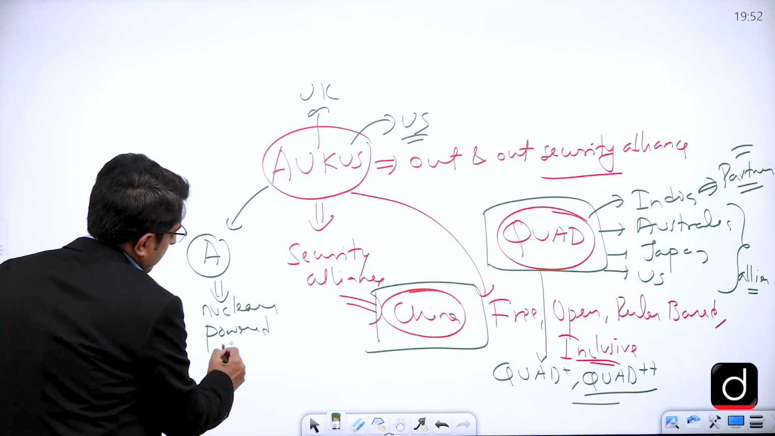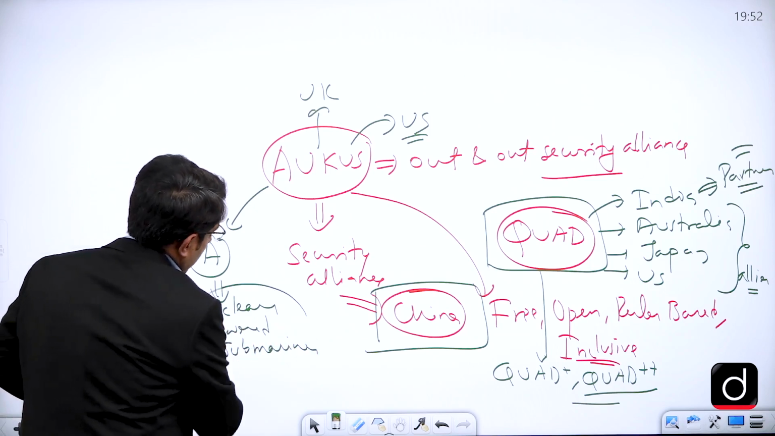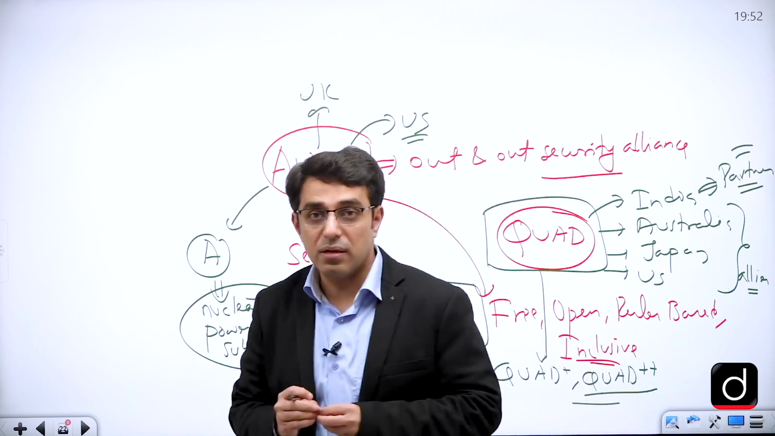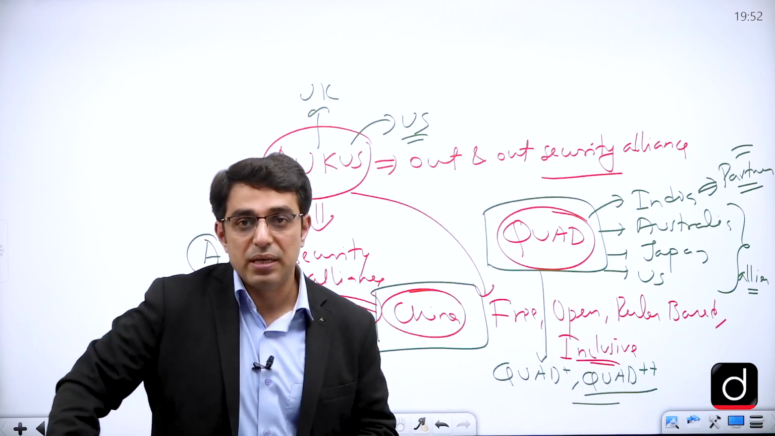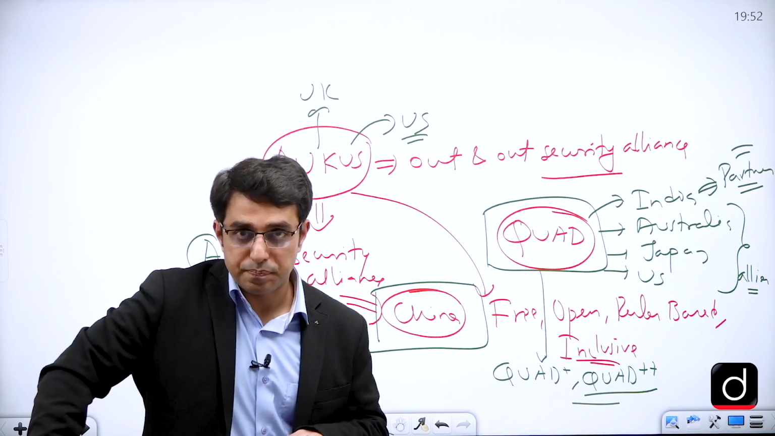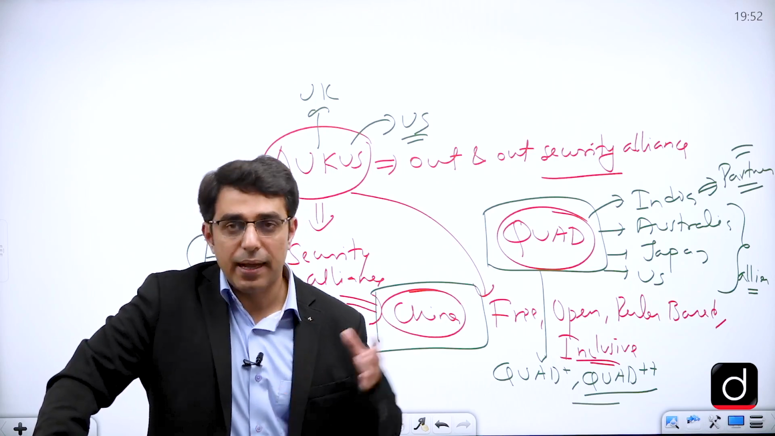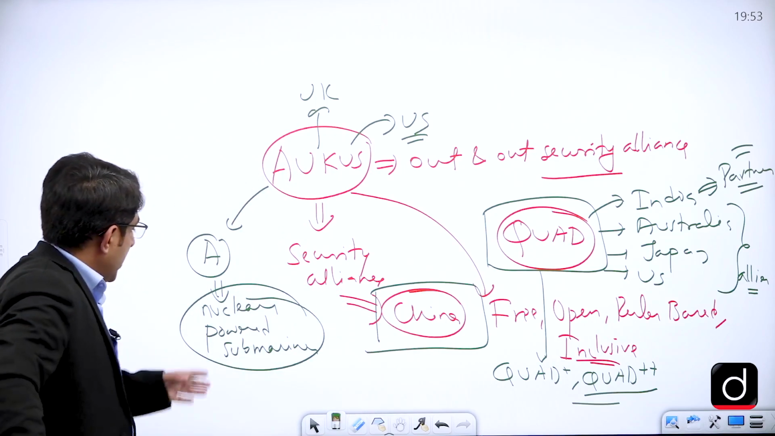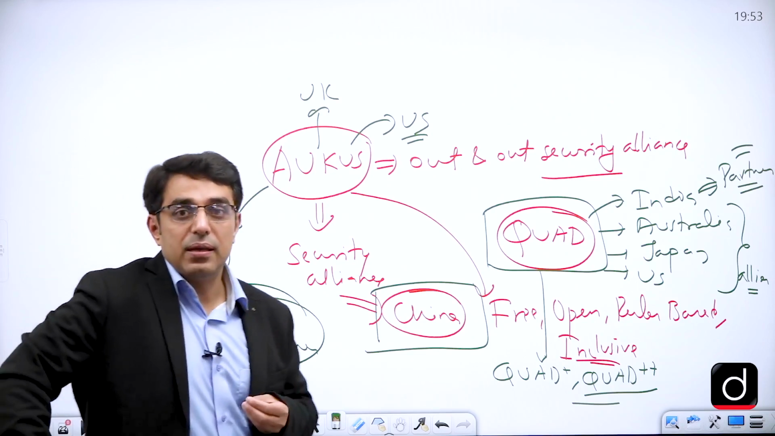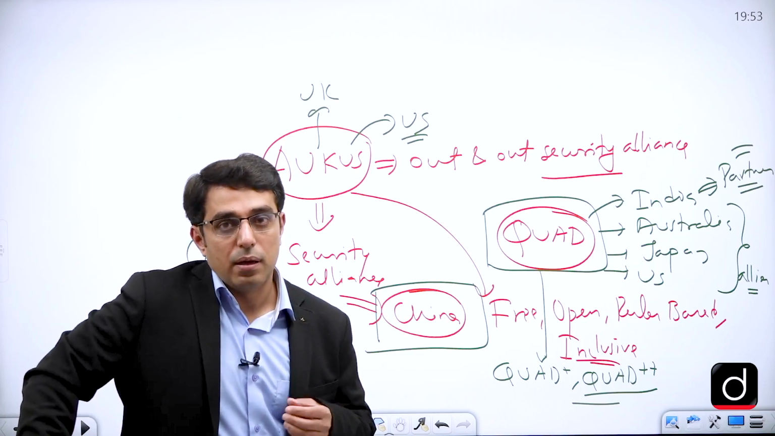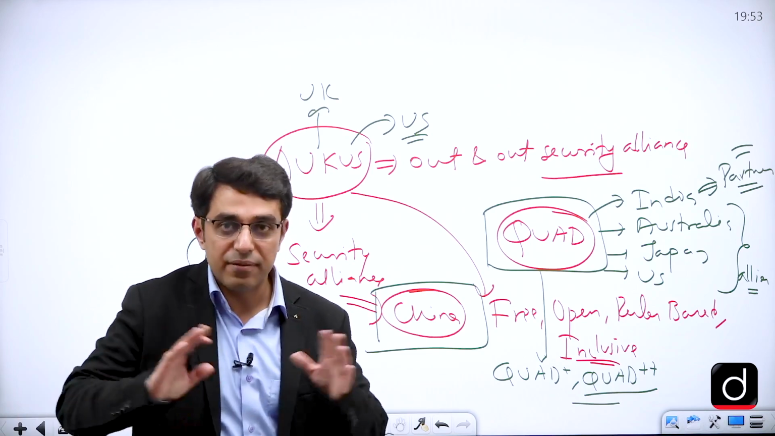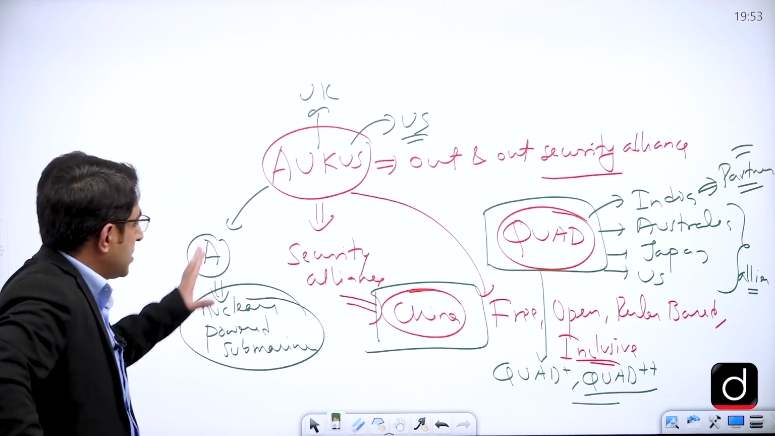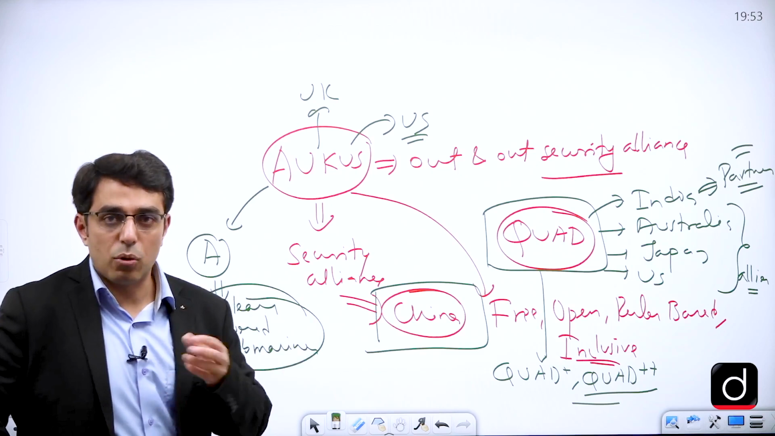And why are these nuclear powered submarines very important? They will help Australia counter the growing Chinese presence in the Indo-Pacific region. Especially, China has been threatening countries like Japan, Australia and others in the South China Sea, also Taiwan. With access to these nuclear powered submarines, Australia will be able to project its naval power in that region and counter Chinese naval power more effectively. That is one of the prime aims of this AUKUS alliance. So, after understanding this, now let us look at the next part of the question.